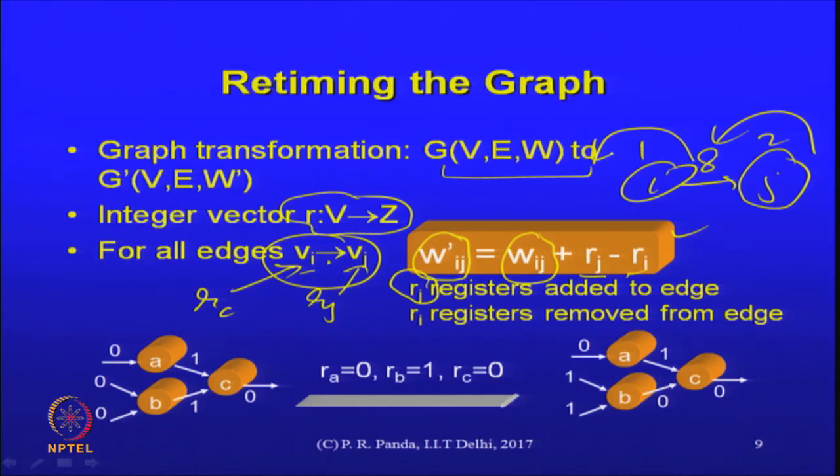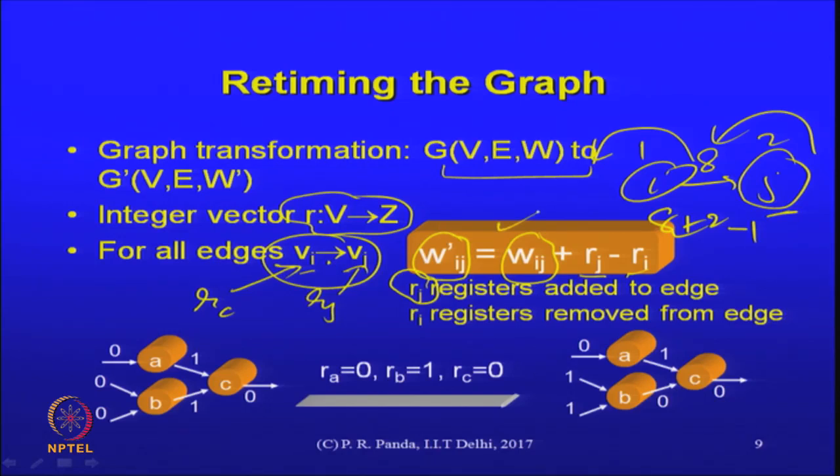So, what is the retimed value after retiming? What is the new edge weight? It is 8 plus 2 because you added 2 by retiming j, right, minus 1 because you subtracted one register from there. So, that is what this equation is telling us, plus Rj minus Ri.